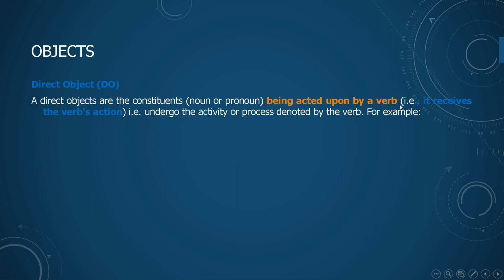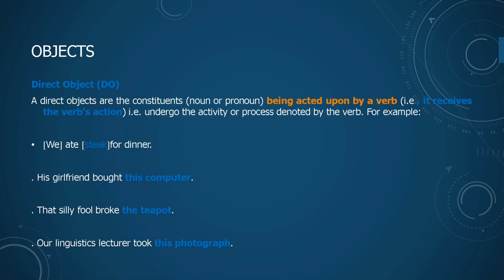So direct objects are constituents, maybe nouns or pronouns, being acted upon by a verb. It receives the verb's action and undergoes the activity or process denoted by the verb. For example, we ate steak. So this steak undergoes the activity or the process denoted by the verb ate. His girlfriend bought this computer. This computer is being acted upon by the verb.